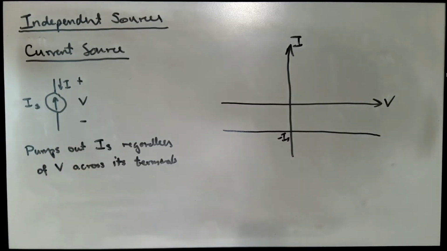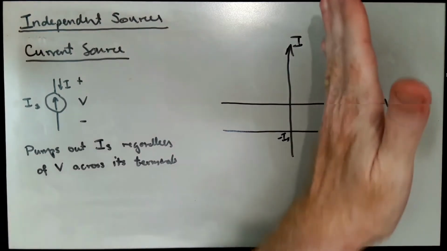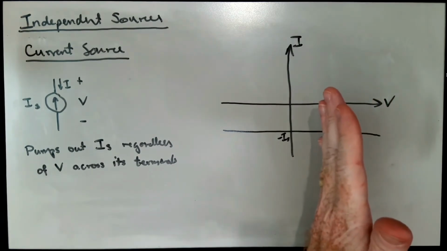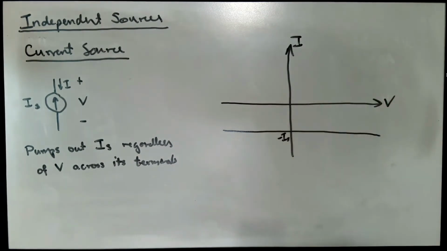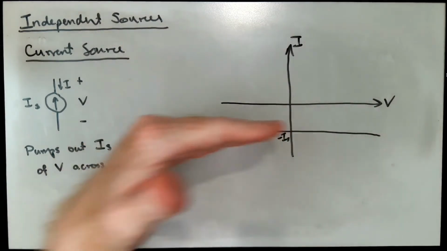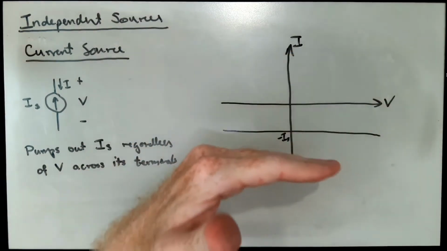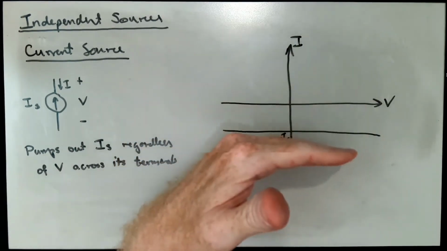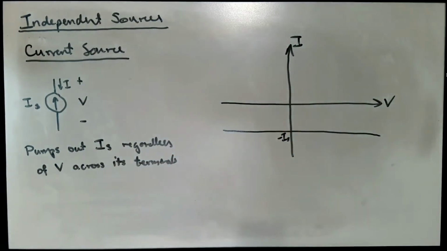Okay, so those are our independent sources. The voltage source on an IV plot produces a vertical line at the specified source value, and the current source is a horizontal line at the specified current value, with the sign flipped with the sign convention. Okay?